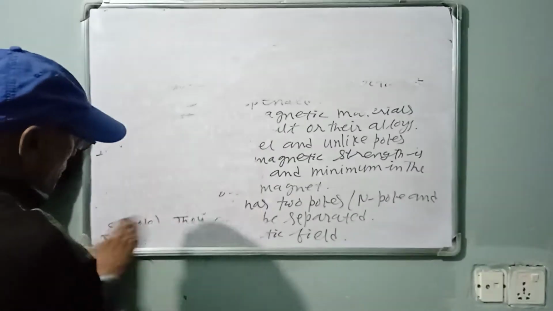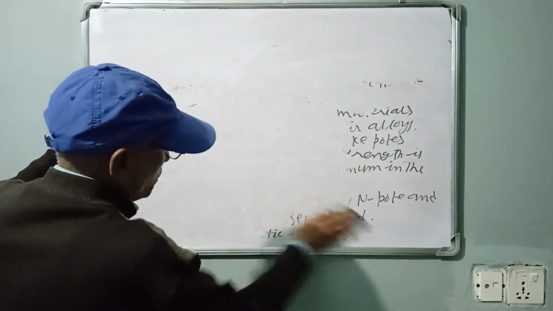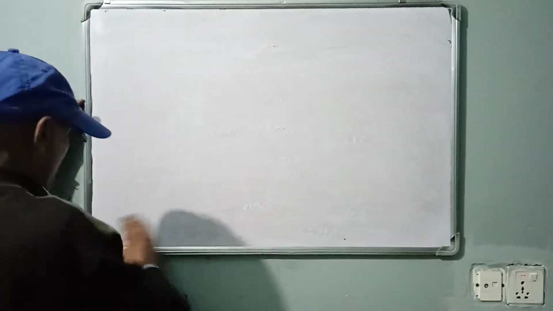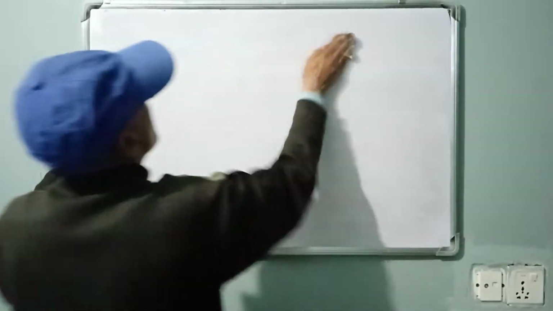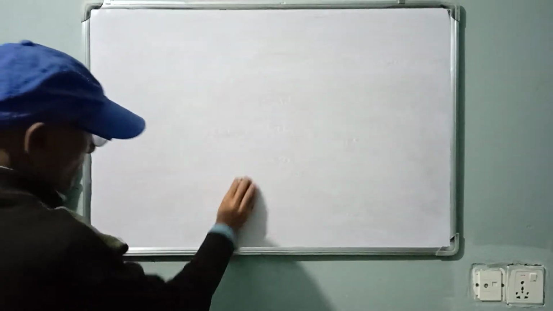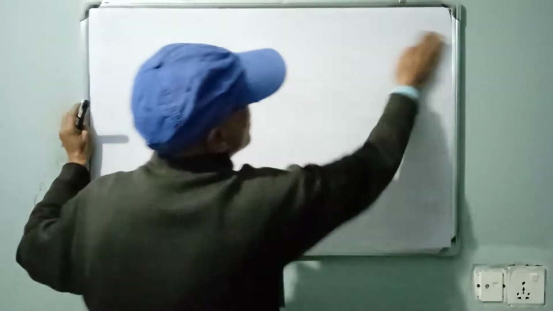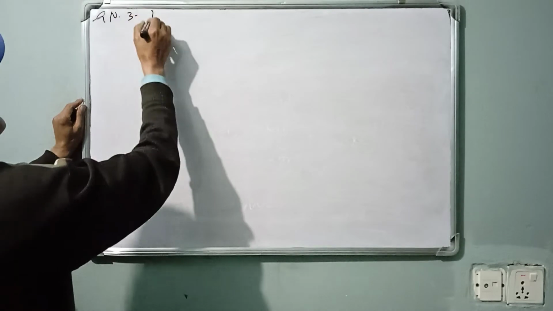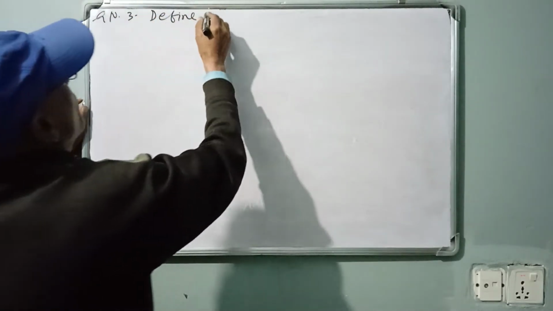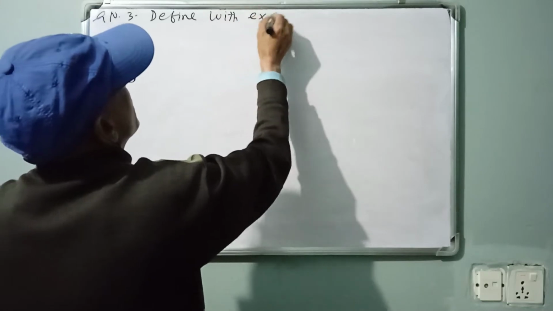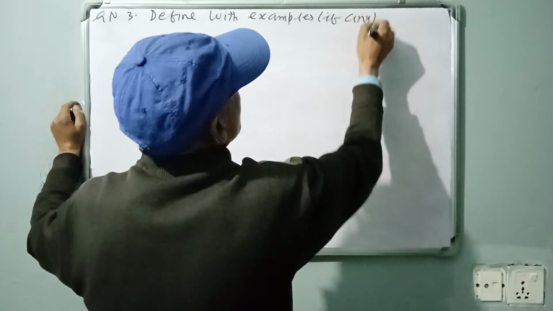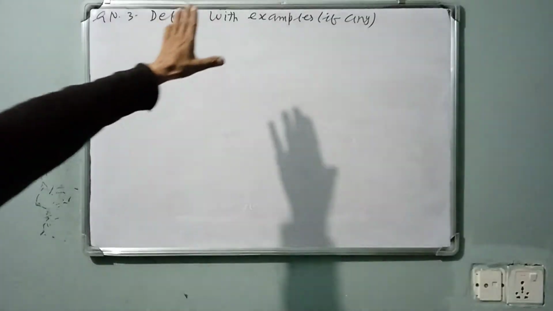Question number 1. Question number 2. Question number 3 is: define with examples if any. That means if there are examples, write examples, first write definition, and after defining, if there are examples, write examples, otherwise not.